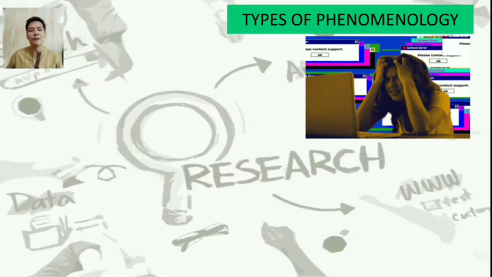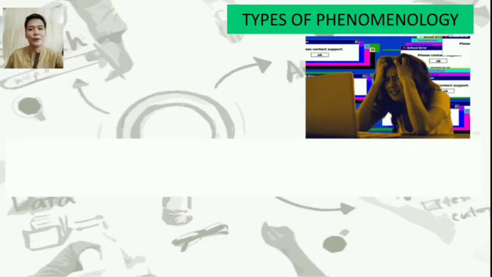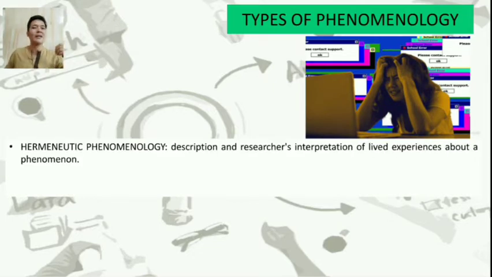So speaking of types of phenomenology or variants of phenomenology, meron tayong dalawa. Okay, firstly, we have hermeneutic phenomenology. So hermeneutic phenomenology, hermeneutics basically refers to an interpretation. So when we apply hermeneutic phenomenology, basically means it provides description and the researcher's interpretation of lived experience about a phenomenon.